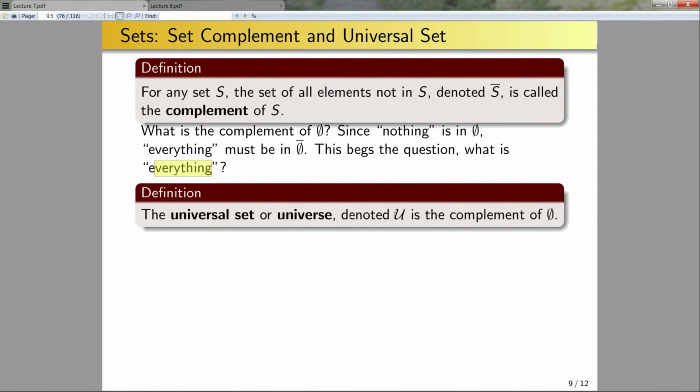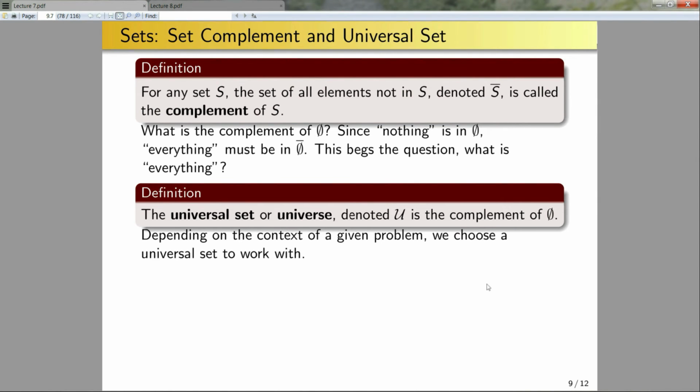So what is U? Well, U will depend on what you are talking about. Depending on the context of a given problem, we're going to pick a universal set to work with. There is no global universal set that works in all cases. So now in particular, depending on the context, I will often pick the universal set to be the domain of discourse. So what is the domain of discourse? Well, the domain of discourse is the domain that I'm talking about for that problem, or for, say, that paper or that book or whatever.